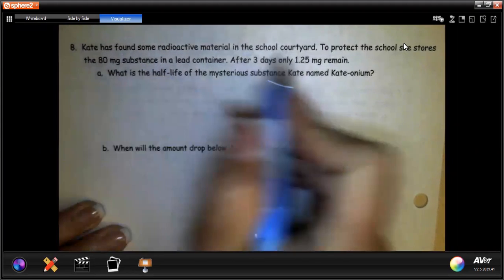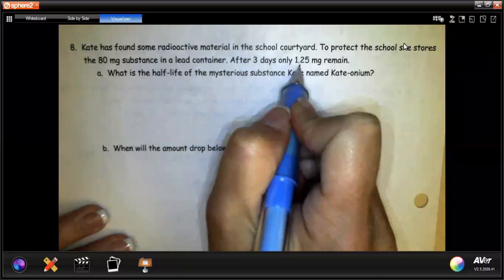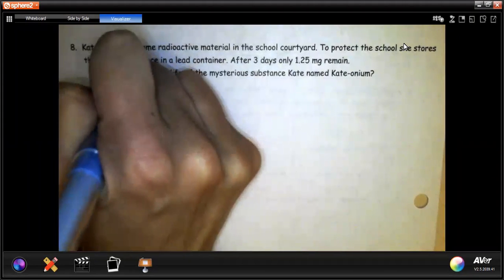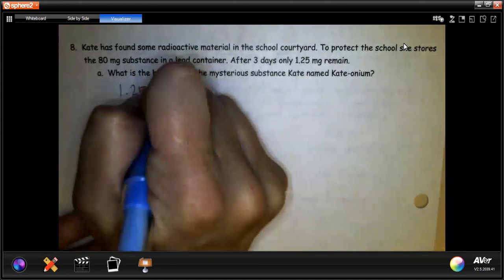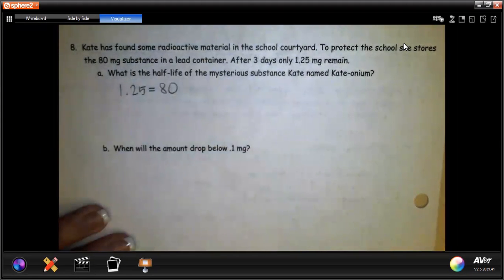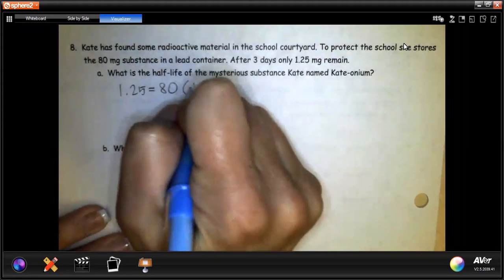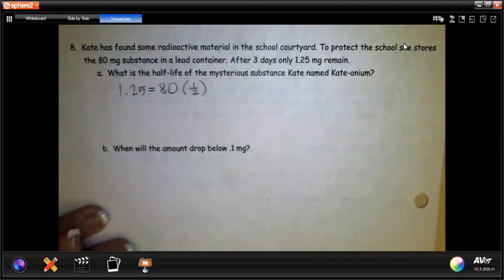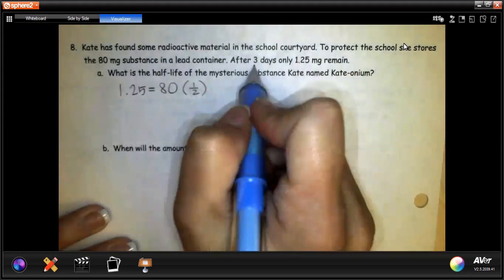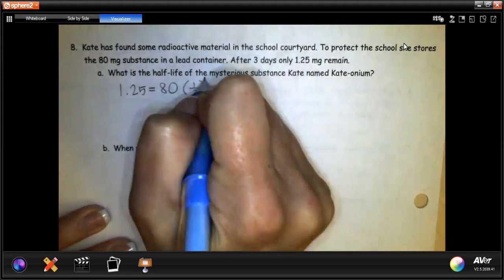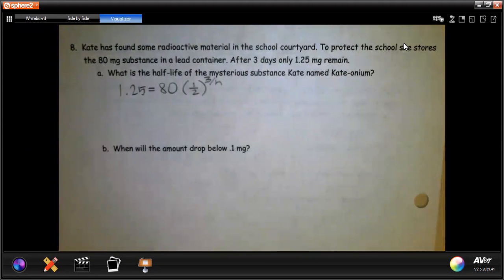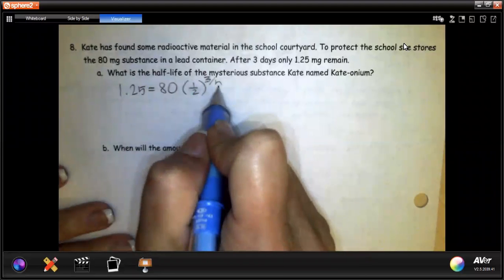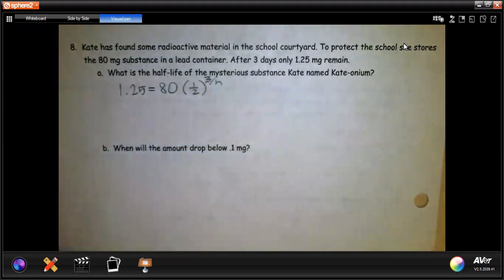So we can set up, we do know that after 3 days, there's 1.25 milligrams. So our total amount left was 1.25. So I'm going to put that in for the amount. Our initial amount was 80. So I can plug that in for our initial amount. We're looking for that half of its original amount. And we know it's been 3 days. And so we are looking for 3 days out of what is going to give me my H value? How many hours that's going to give me?